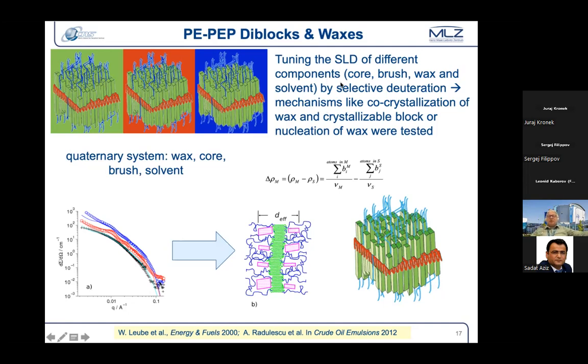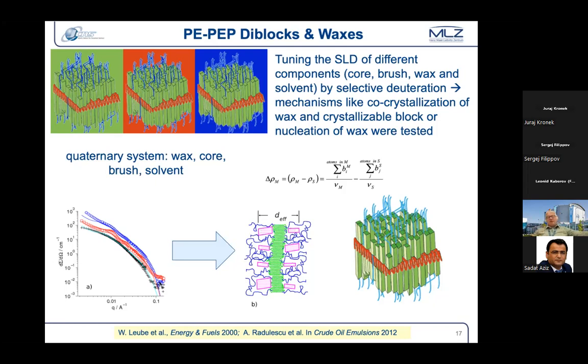We were dealing with two mechanisms: co-crystallization of wax with the crystalline block in the core, or nucleation of wax on the crystalline core. And this second mechanism was confirmed by our experimental results. So the polymer is first forming its morphology, and then the wax starts to crystallize on the crystalline core. It's growing wax crystals, but the brushes are arresting the growth of the large wax crystals.